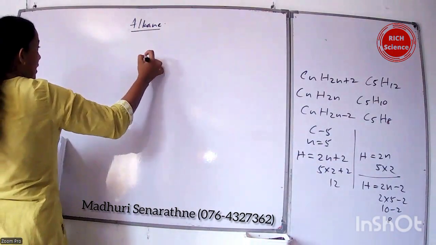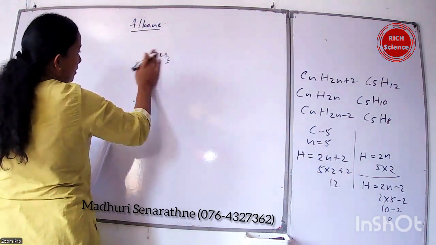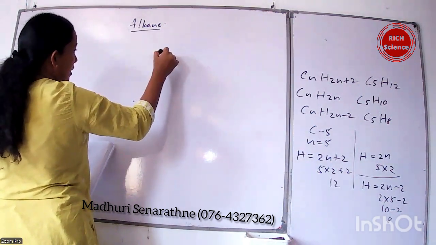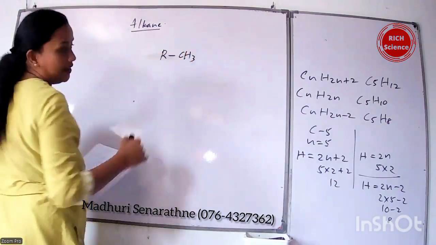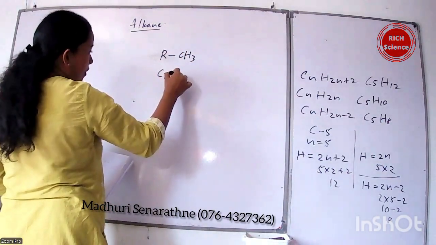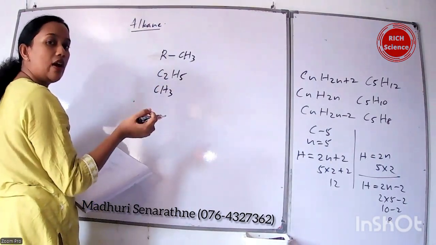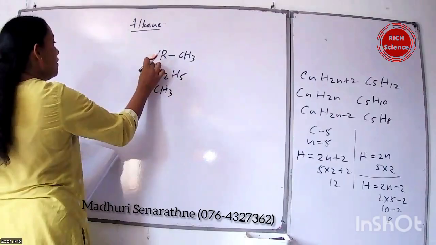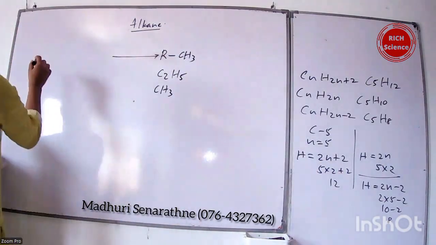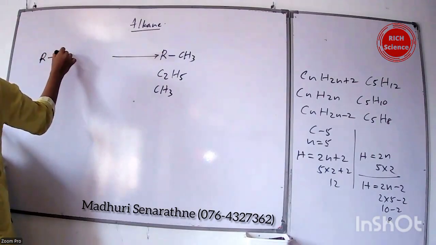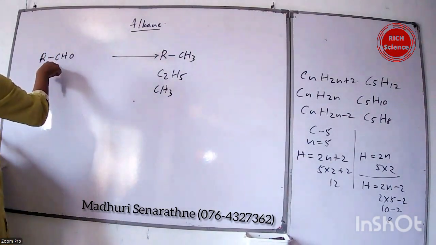Here, how is it made? CH3. We want to synthesize an alkane like RCH3. R means C2H5, CH3, and if it is linear or if it is branched, again it is an alkane. How to produce an alkane? By using an aldehyde, RCHO. Here, the number of carbons should not be changed.